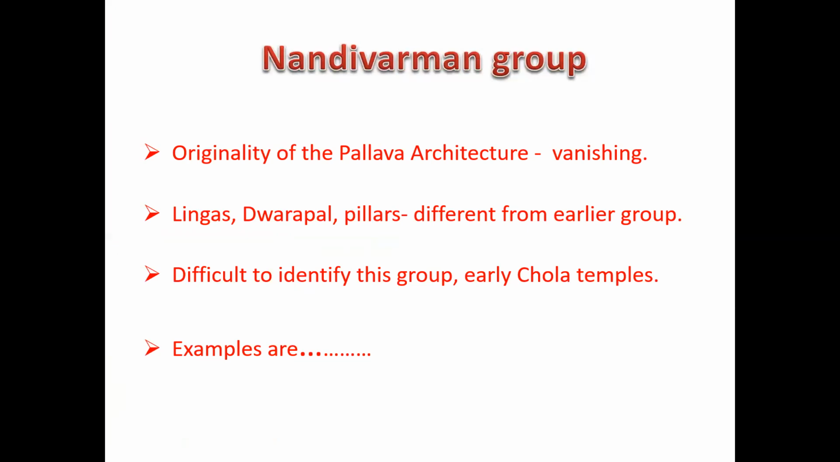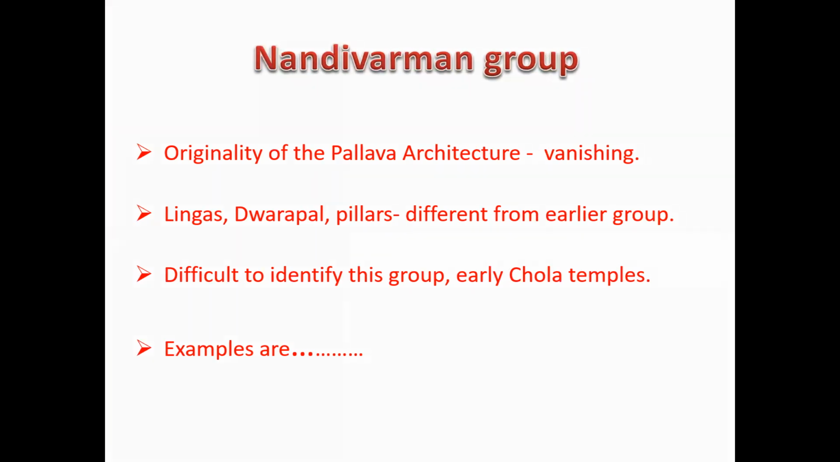Next, we are going to see the Nandivarman group. The originality of the Pallava architecture was slowly vanishing. The lingas, dwarapalas, pillars, etc. are different from the earlier group. It is very difficult to identify this group from the early Chola temples. The following are the examples.